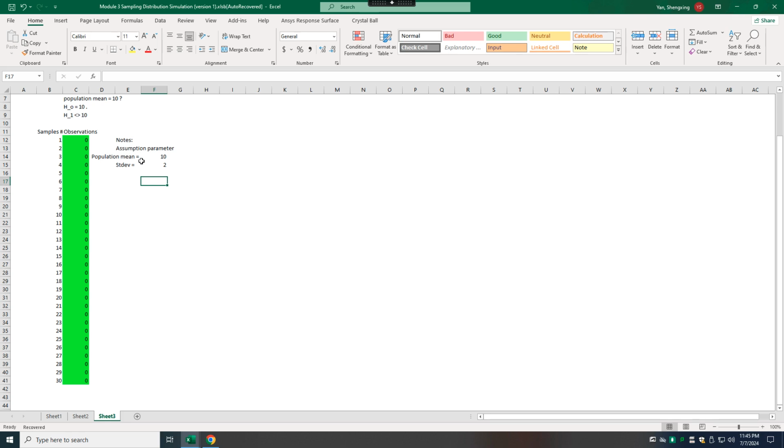So right now we have the samples. They are coming from a population that we assume has a mean of 10 and a standard deviation of 2. But in this inference, we assume the standard deviation is unknown. So for the statistic, we will use the t-statistic.